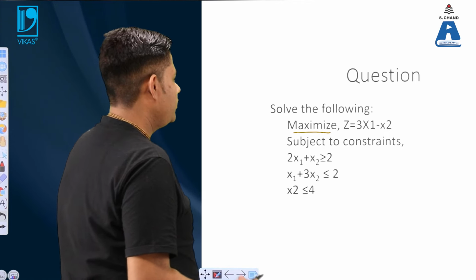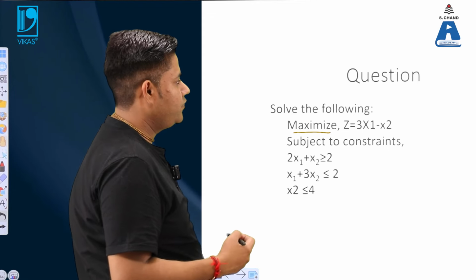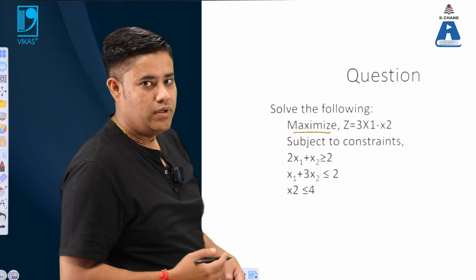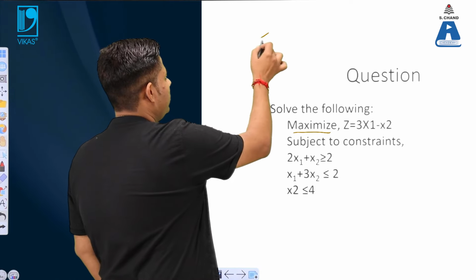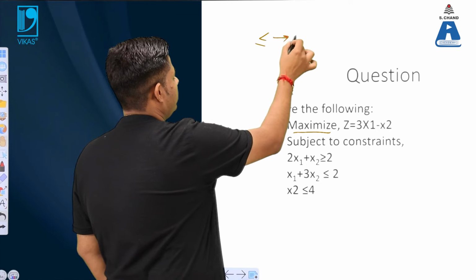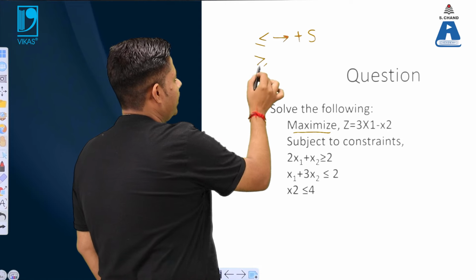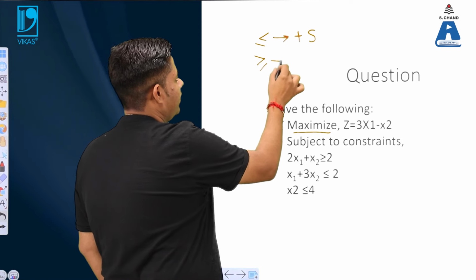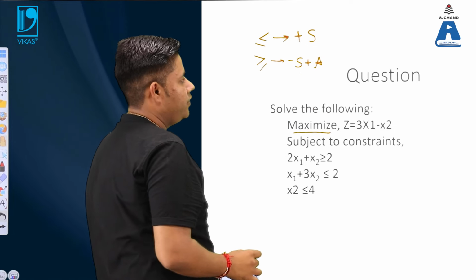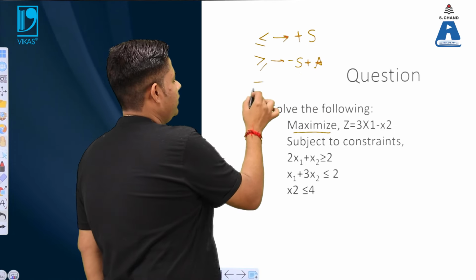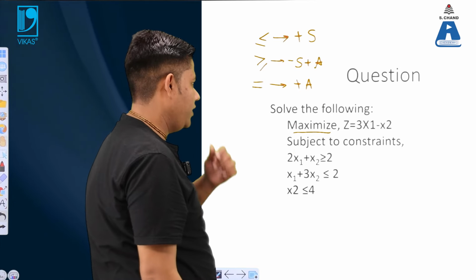So first and foremost, you have to understand that you have to convert the set of constraint equations into a set of equalities. So how can I do that? If you have a less than or equal to type constraint, you have to add a slack variable to it. If you have a more than or equal to type constraint, you have to subtract the surplus variable and add an artificial variable to it. If it has an equality, then again you have to add an artificial variable to it.